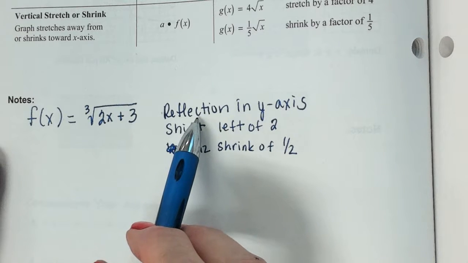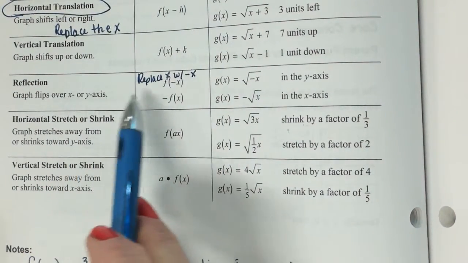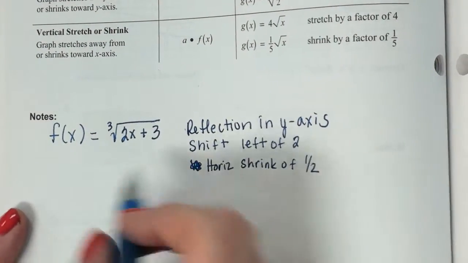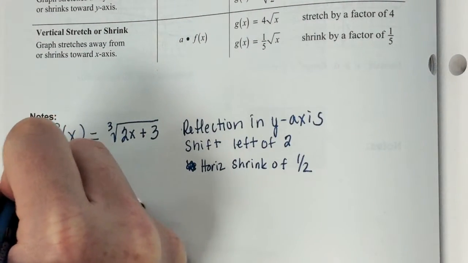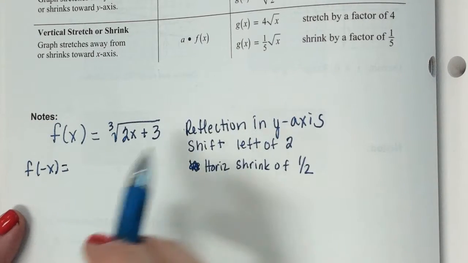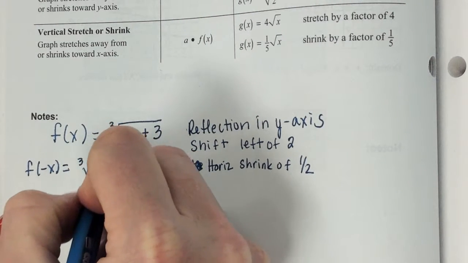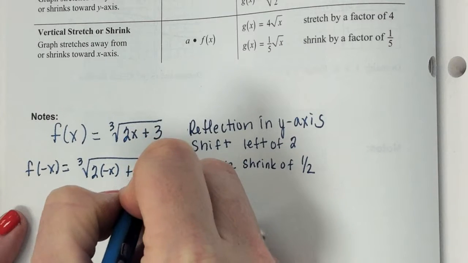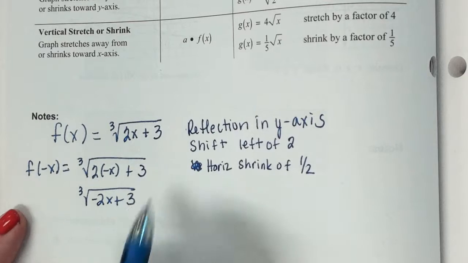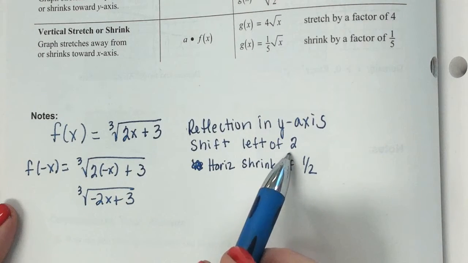We're going to do a reflection in the y-axis first. So we're going to look up here. To do a reflection in the y-axis, we replace x with negative x. So if I'm doing this, I would really call this f of negative x. That's how I do a reflection in the y-axis. I replace the x with negative x. And so I get this. That's the first step.